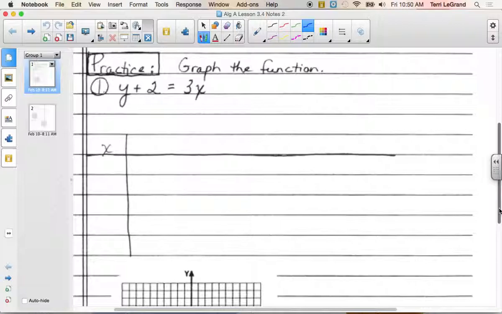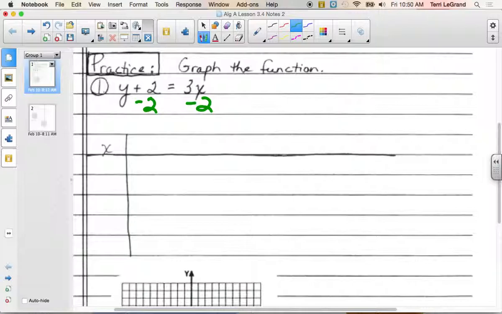So let's look at our first one here. y + 2 = 3x. Is that what we call function rule form? Is the function rule on one side and the y by itself on the other side? No. So what we want to do first of all today is if they're not in what we call function rule form, we're going to put them there. We're going to get the y alone. So what should be our first move here? Subtract 2. We need to get the y alone by subtracting 2 from both sides.